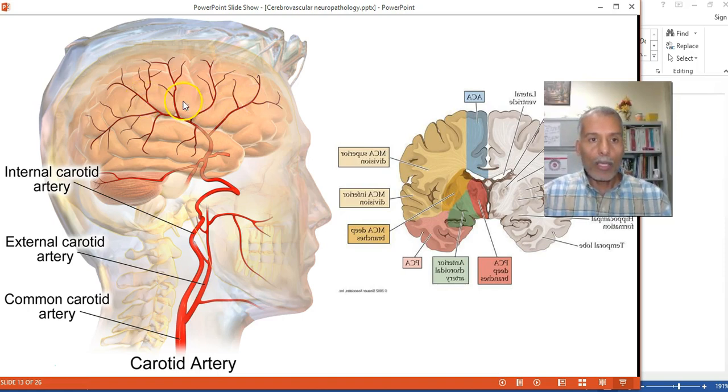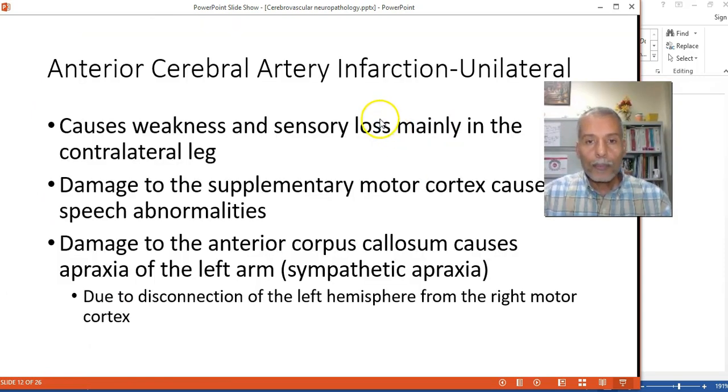Okay, and then the other part is the middle. So that is the area we're speaking about. This is the part of the territory of the anterior cerebral artery. So damage there is going to cause weakness and sensory loss mainly in the opposite leg, in the contralateral leg. Because the right brain controls the left side, and the left hemisphere controls the right side of the body. Damage to the supplementary motor area.